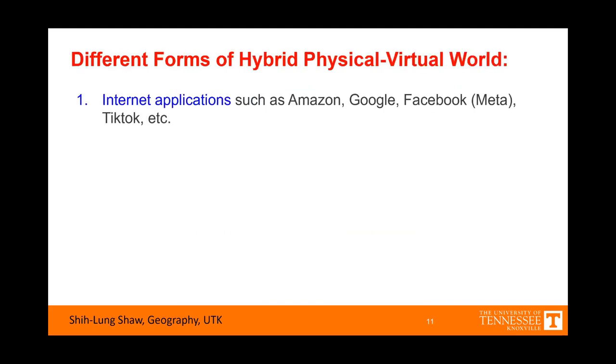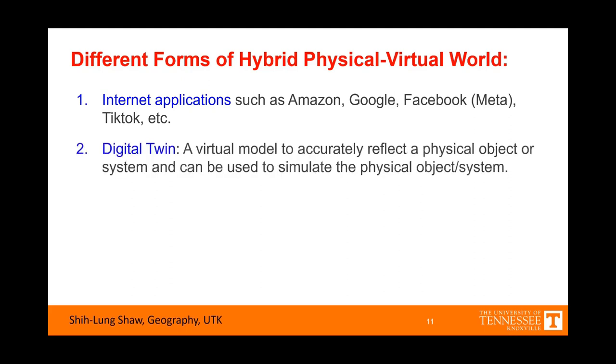But before we get into how, there are many different forms of hybrid physical virtual world. So we use Amazon to order something in virtual space. Then those packages still have to be delivered to our location physically in physical space. So that can be considered a hybrid physical virtual. And Google, Facebook, TikTok, okay, are all different kinds of examples.